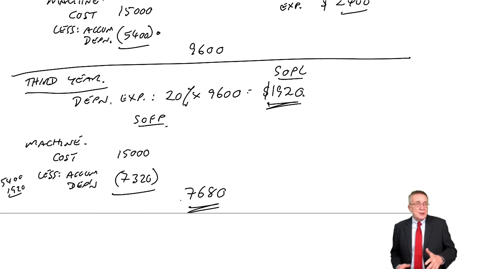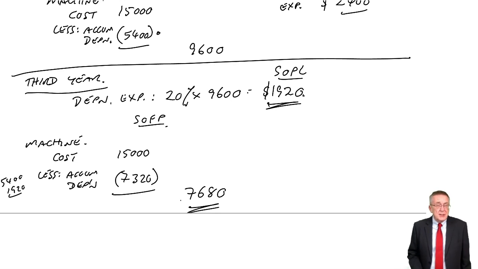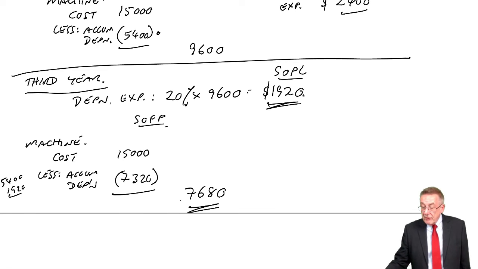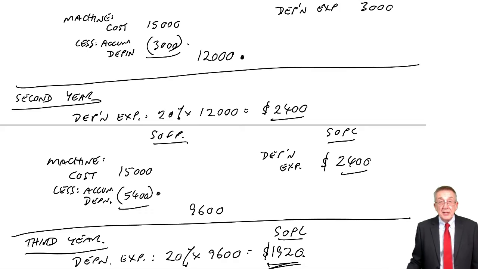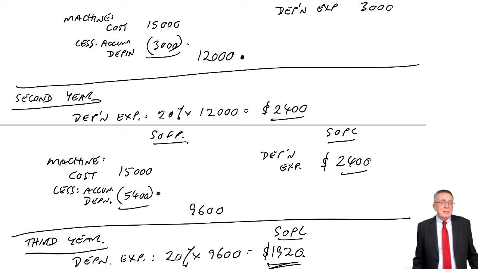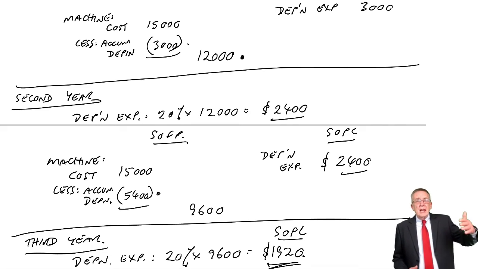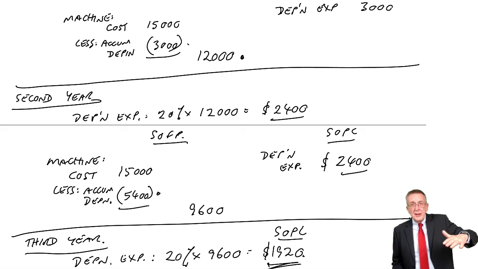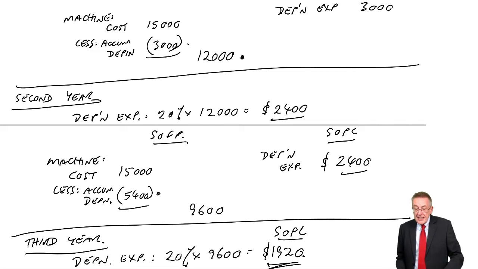Firstly, although it's not really your problem for the exam, reducing balance does tend to be a bit more popular because some people say it's a bit more realistic in that, although we're never trying to show a true value of the asset, I think it is the case that for most assets, think about a car, for example, a car does fall in value, and it tends to fall a lot more in the first year than it does in later years. And that's what's happening here.